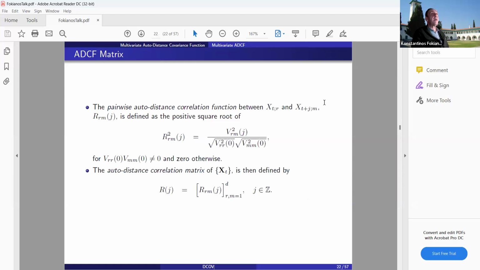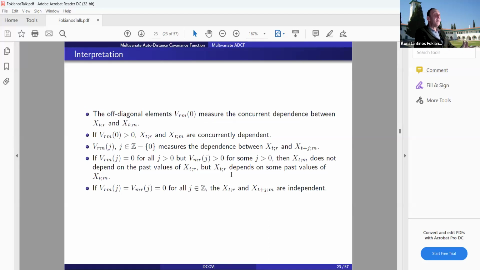Similarly, we can define the pairwise auto distance correlation function between X_t^R and X_{t+j}^M. It's the positive square root of this quantity. I just do the usual normalization with the variance, or distance variance. And then I can collect all of these, and I have a d by d matrix again.